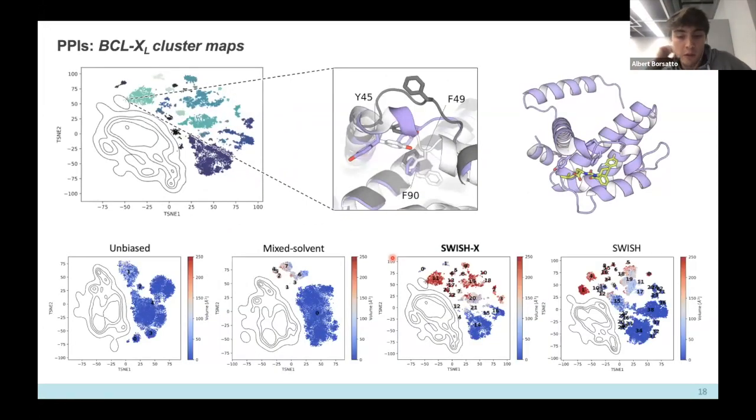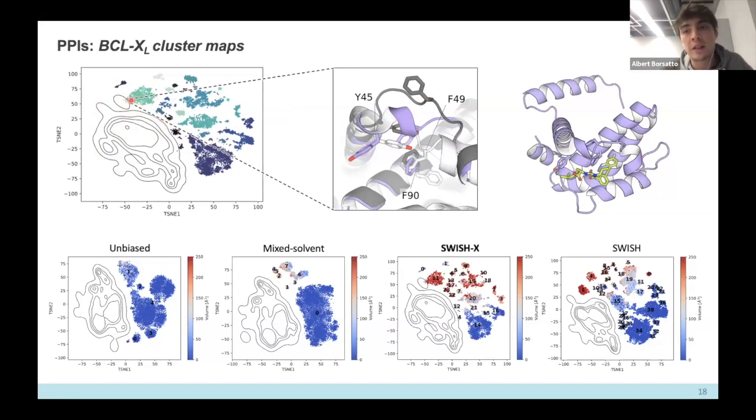If we look more closely at the structures that we actually sample along the simulation, here the isocontour basically delimits the t-SNE space that describes open configurations of a pocket. And these different clusters are different pocket configurations coming from a SWISH-expanded simulation of BCL-XL. Here in purple you have the holo structure, and here in gray you have a representative structure of one of these clusters.